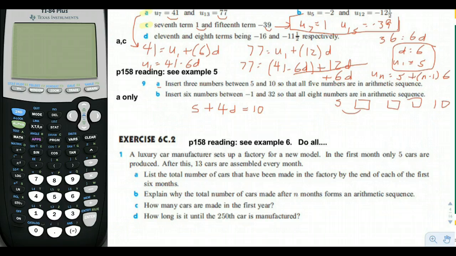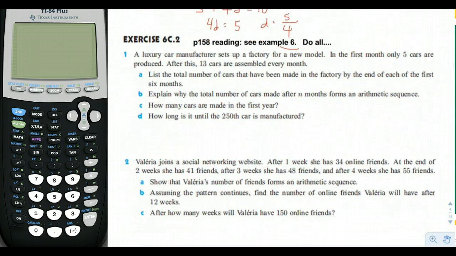Okay, because if there's 3 numbers in between, 5 something something something 10, then we know we're adding d. Let's see, 1, 2, 3, 4 times. So we're adding d 4 times. So we add d 4 times to 5, and then we'll get 10. So the answer to that would be 4d equals 5. And so d is equal to 5/4, right? Okay, so that is the answer for A. Okay, after you take a look at example 6, then let's tackle this word problem here. Now when you do these word problems, we'll see why it might be a little bit tricky.